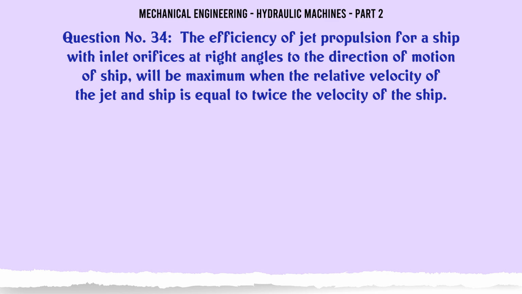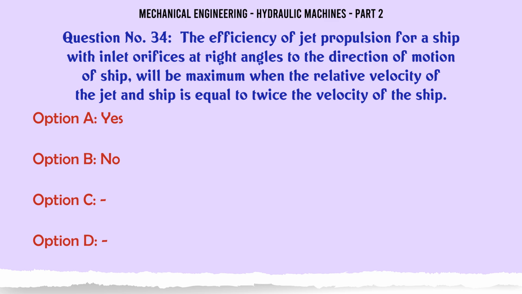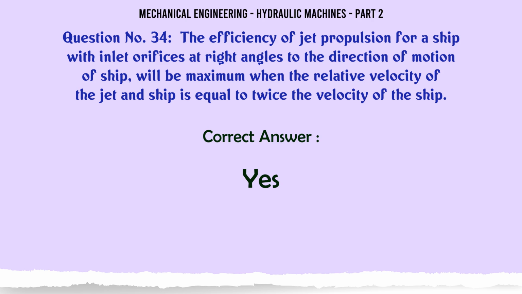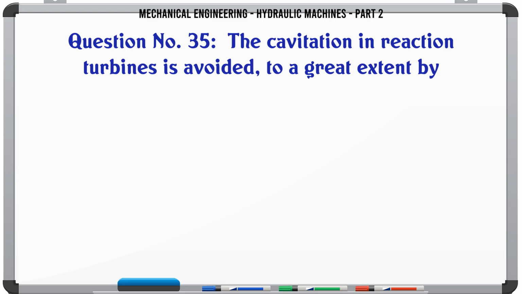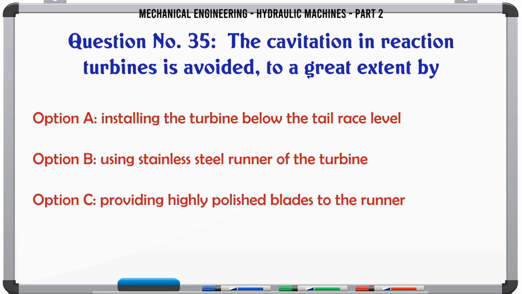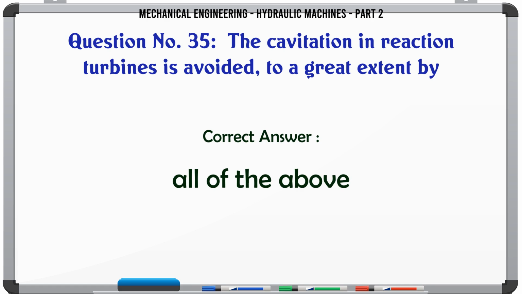The efficiency of jet propulsion for a ship with inlet orifices at right angles to the direction of motion of ship will be maximum when the relative velocity of the jet and ship is equal to twice the velocity of the ship. A. Yes, B. No, C. D. The correct answer is yes. The cavitation in reaction turbines is avoided to a great extent by A. Installing the turbine below the tail race level, B. Using stainless steel runner of the turbine, C. Providing highly polished blades to the runner, D. All of the above. The correct answer is all of the above.